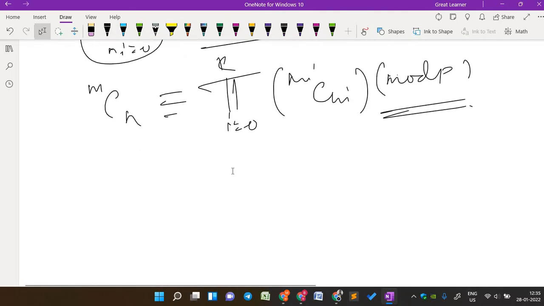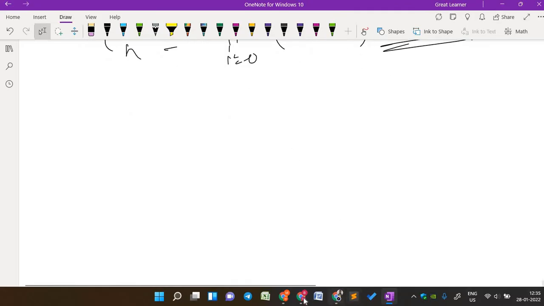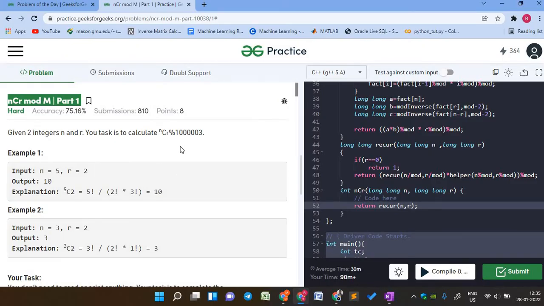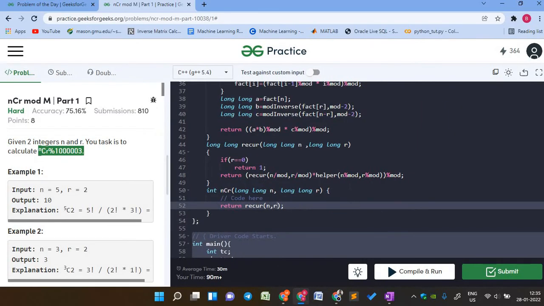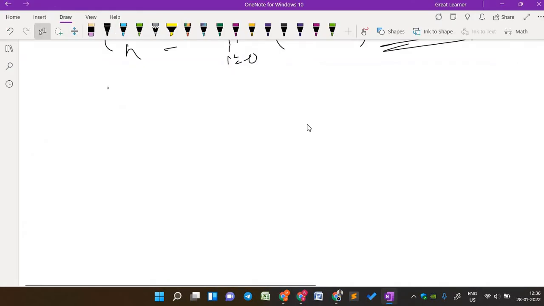So we need this proof to solve this question of the day. Okay, so I'll go to the question. You have to find this one modulo this one. So for finding this one, we know the Lucas formula, right? You are given nCr modulo 1000003. Okay, so we have to find this one.